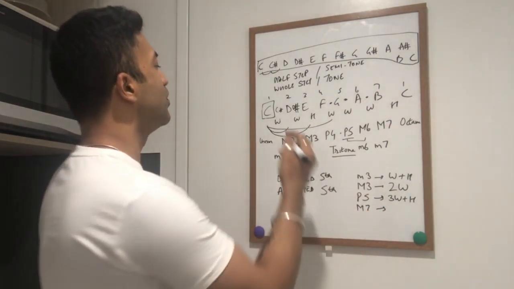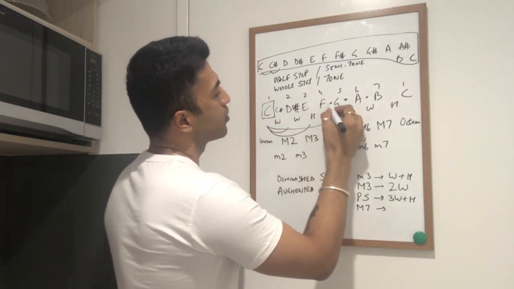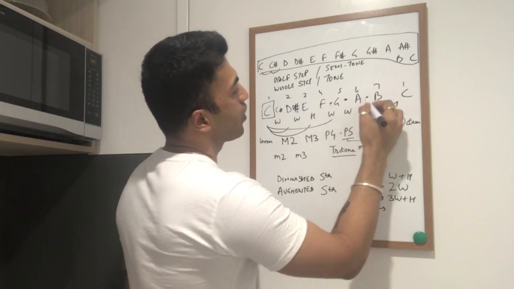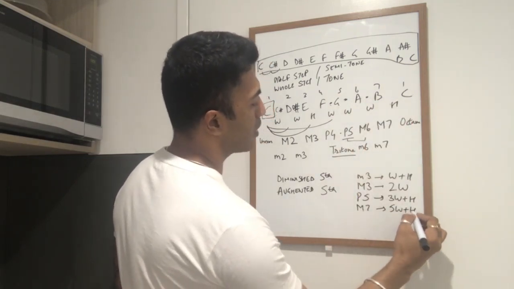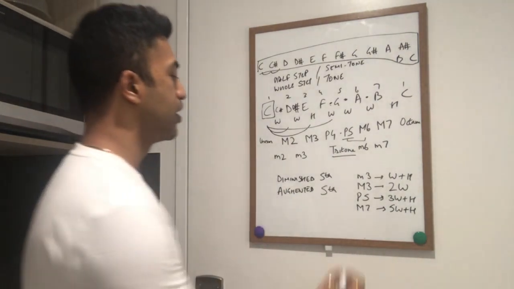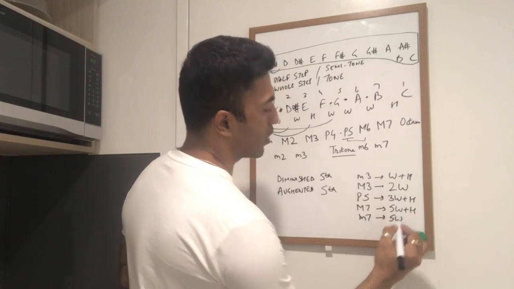A C to a B is what? One whole step, two whole steps, three whole steps, four whole steps, five whole steps, and one half step. So five whole steps plus one half step is a major seventh. Similarly, a minor seventh is five whole steps.